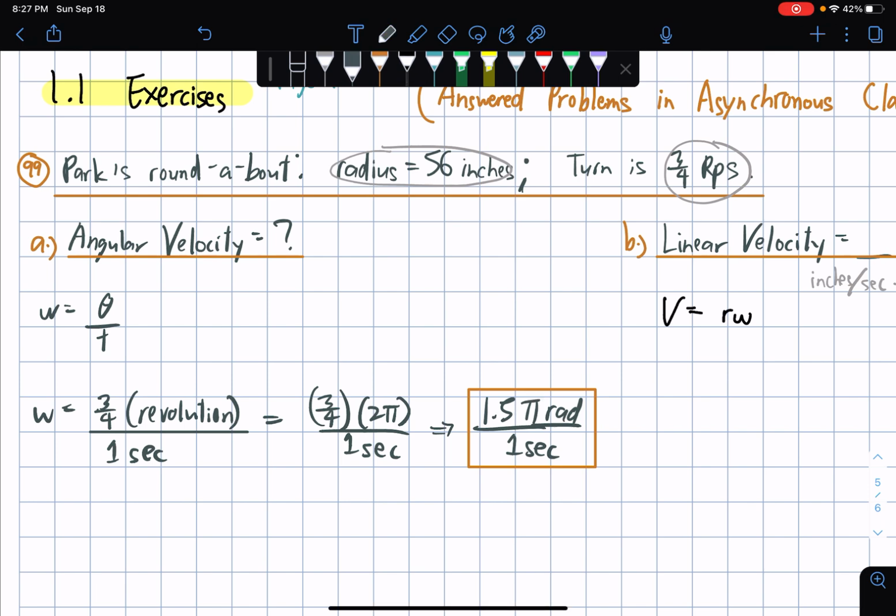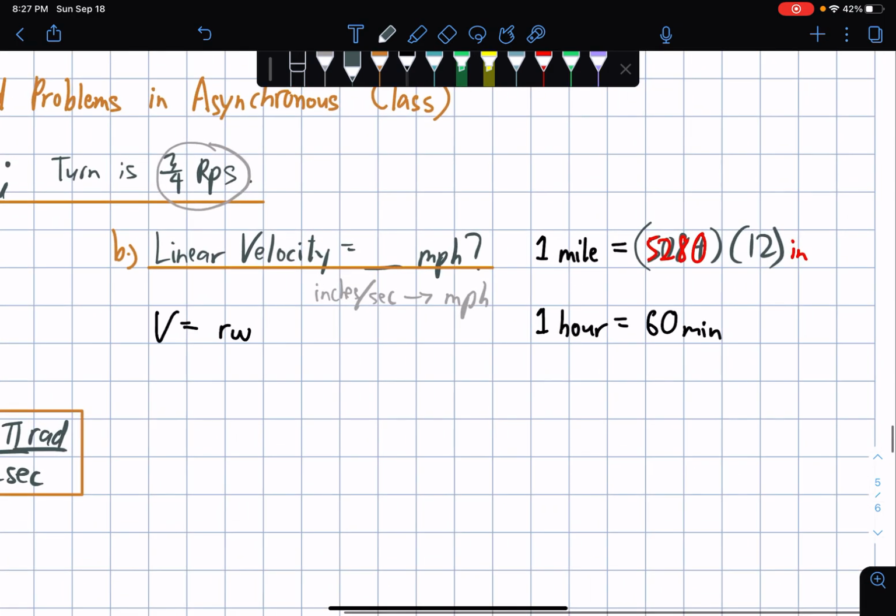So now that we know the value of angular velocity, we can proceed to finding the linear velocity. As you can see here, I've plotted in the values of the conversion factors that we'll be needing later. You might be wondering why I wrote the 1 mile in inches conversion factor this way. I was practicing earlier. It's supposed to be 5,280, which in other words is 63,360 inches.